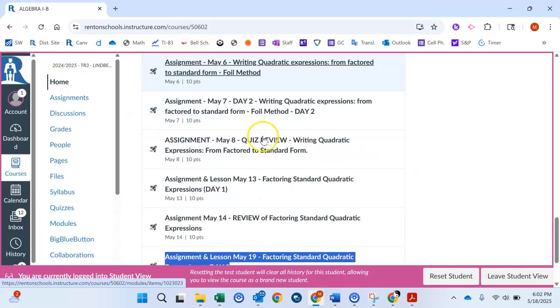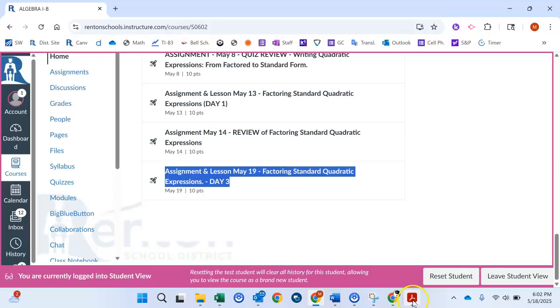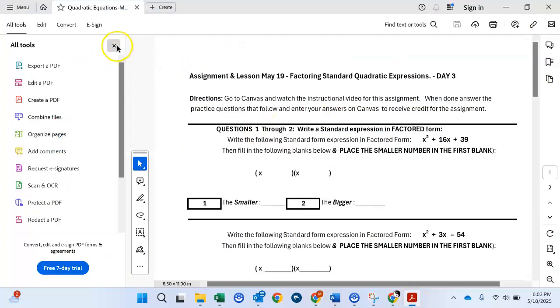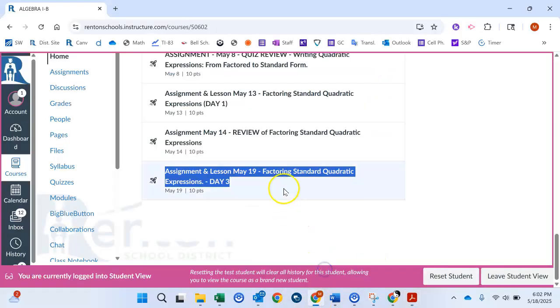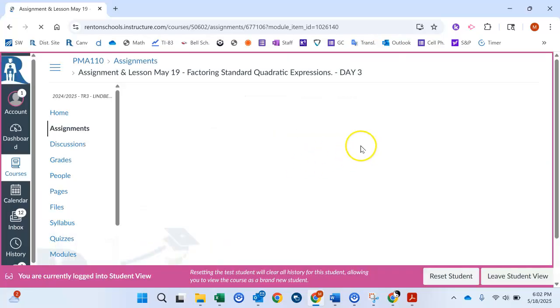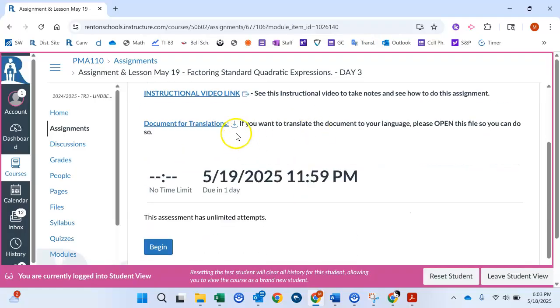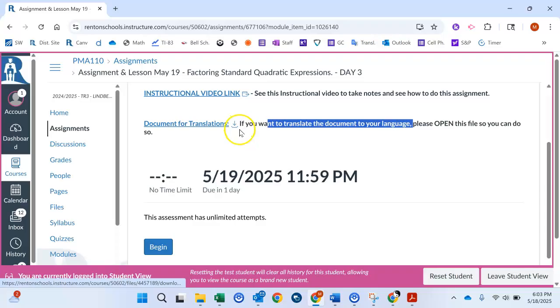Go to home and then open this up. And when you get there, you will see this document right here, May 19th. Okay. Also remember, if you need translations, you can open this document. Make sure to download it right there to translate the document to your language, okay? So if you want it in your language, open that up and then you can see what everything is, okay?